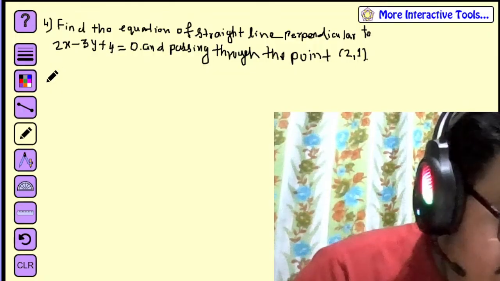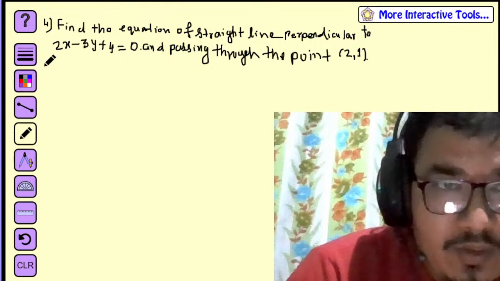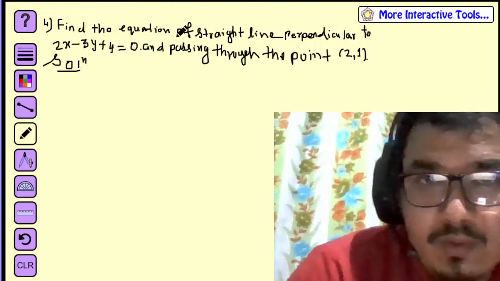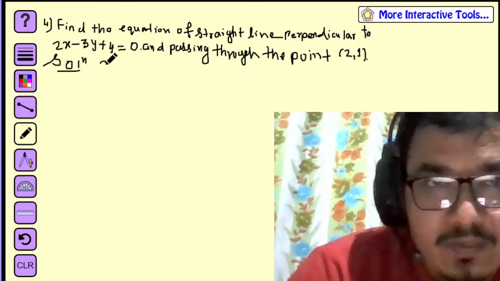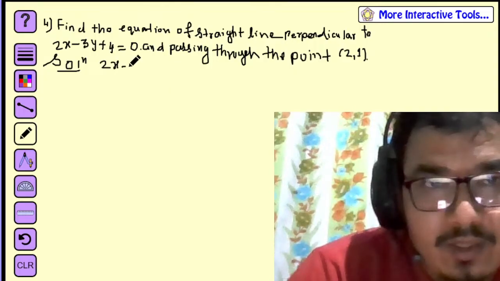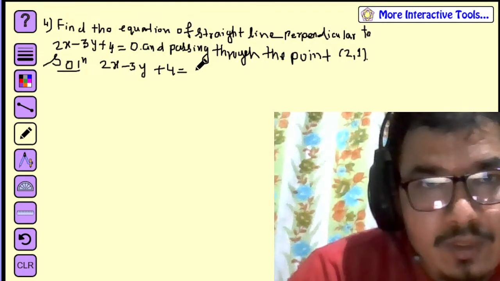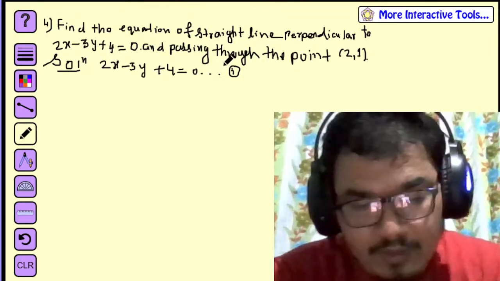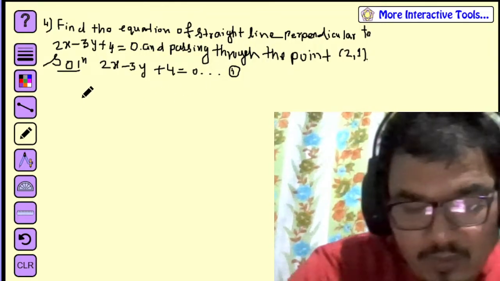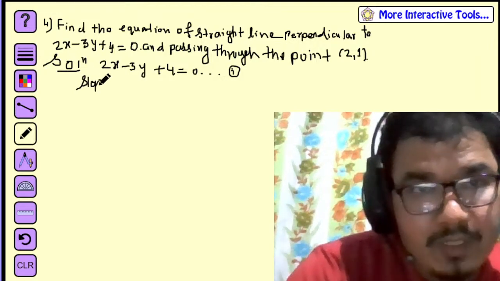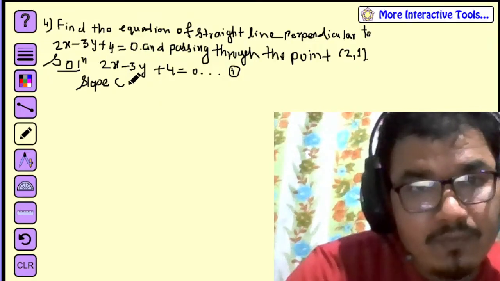And see here, in this there are two important things. First one, there is given one straight line, the equation is given there: 2x minus 3y plus 4 equals 0. This is one equation given there, right? And next, from this we can find the slope. We call the first slope m1.